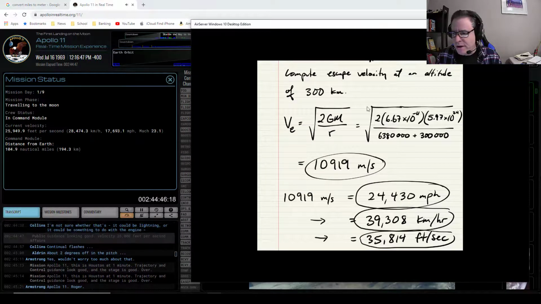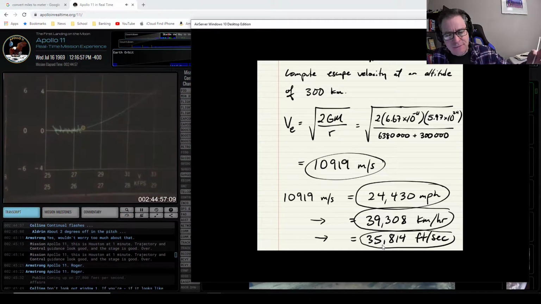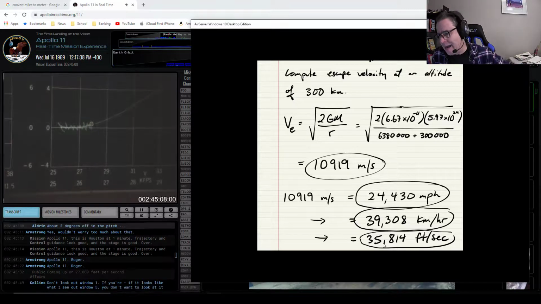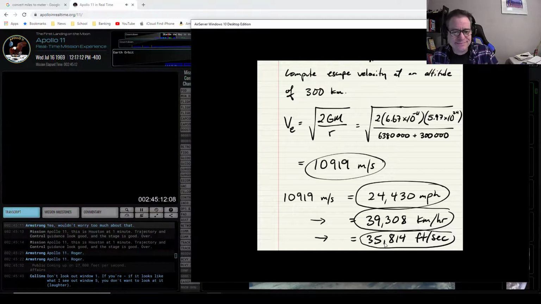So I don't want to cover up that beautiful image there. But remember, what we're looking for is something close to 35,000 feet per second, but less than that. Escape velocity is 35,000 feet per second. They're not going to quite reach that. They'll be close to that, but less than that, so that they're still in a bound orbit around Earth. So they're still going to fall back to Earth unless they go into lunar orbit, which of course they did.